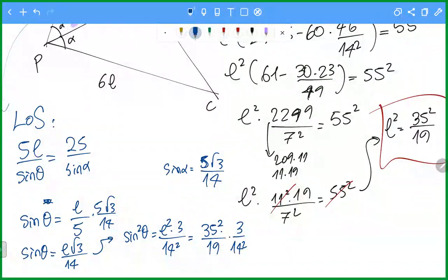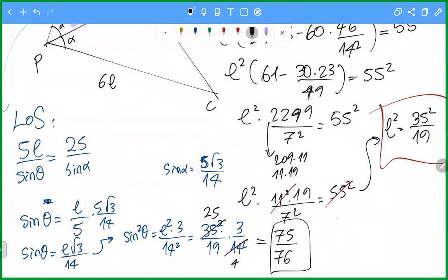Right? And now let's just do the cancellation. So this and this cancel, the 7 squares cancel. So we have 25 here. And we have 4 here, right? Then the answer is 75 over 76. So this is sine squared theta.